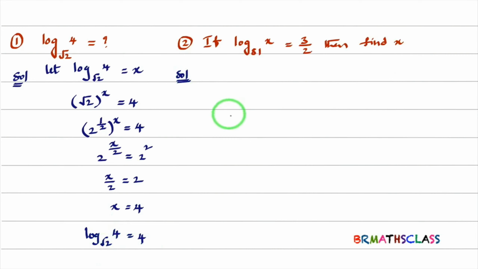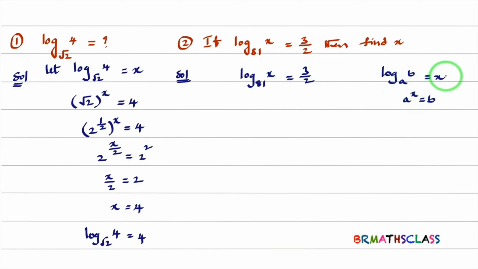You see the second question. If log x base 81 equal to 3 by 2, then find x. First, I'll consider the given information. What is the given information? They given that log x base 81 equal to 3 by 2. From the definition of logarithm, whenever you see log b base a equal to x, what you can write? You can write that a power x equal to b.